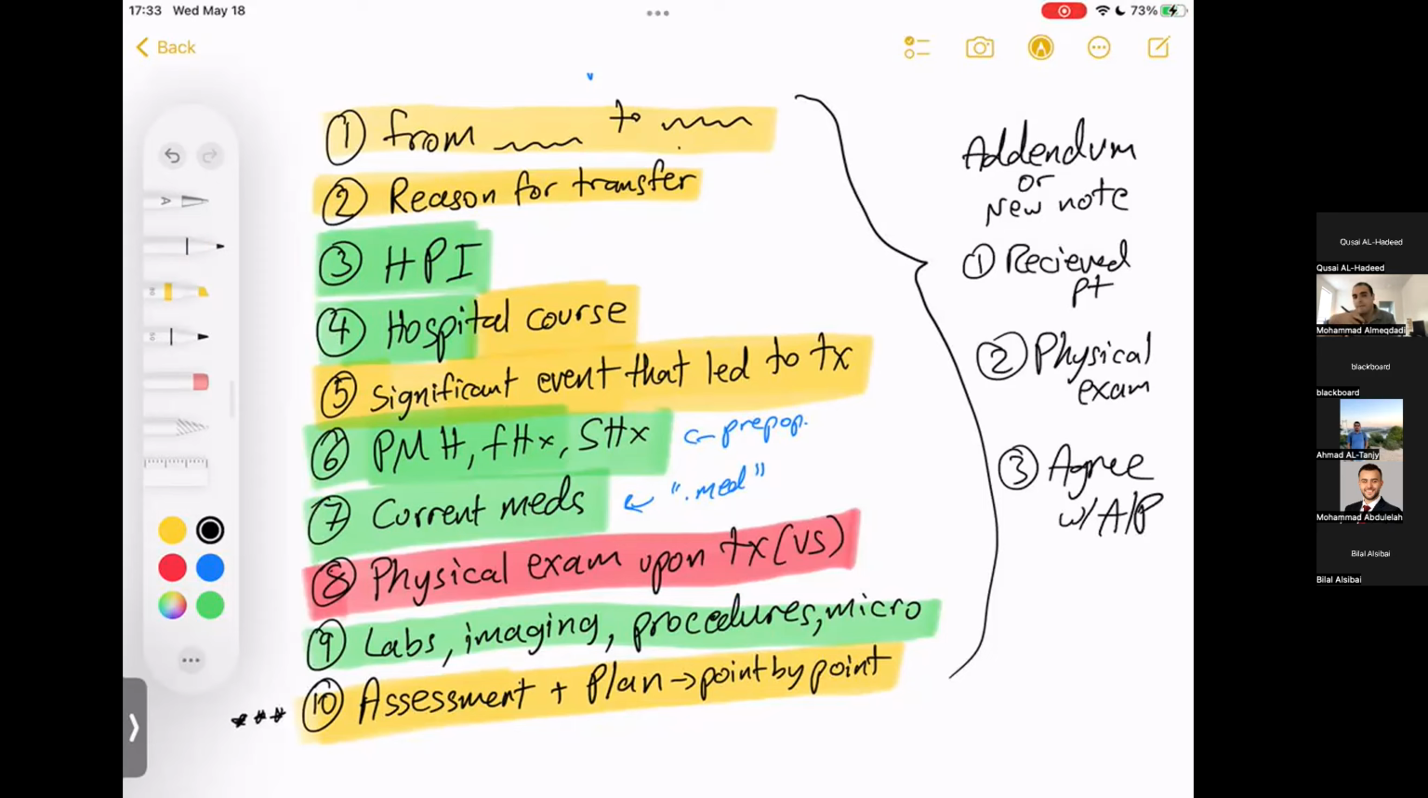Like, let's say you notice that the patient has a facial droop, and this is a new thing on your exam. So you have to add it as a new problem and deal with it as a new thing, like a stroke or something. Okay. Or add new problems.